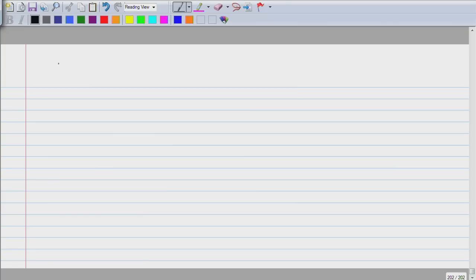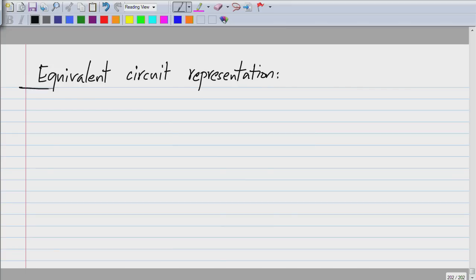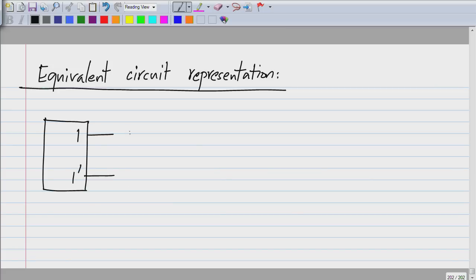Now another thing is the equivalent circuit. Equivalent circuit representation. What do I mean by this? Again, let's go back to one port. So if I have a single pair of terminals, then we know that this I1 will be linearly related to V1, and at these two terminals we can always represent any linear one port with an equivalent resistance. This Req will be nothing but V1 by I1, and we can also find the conductance if we want.